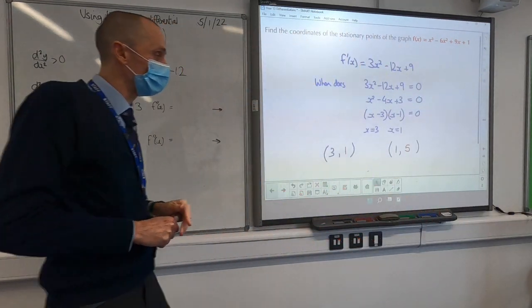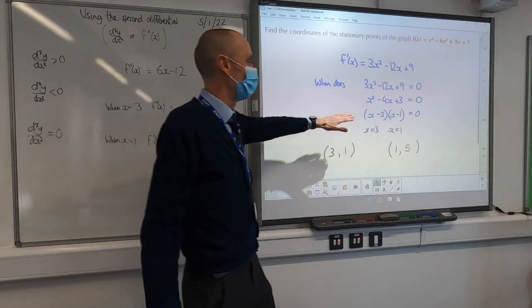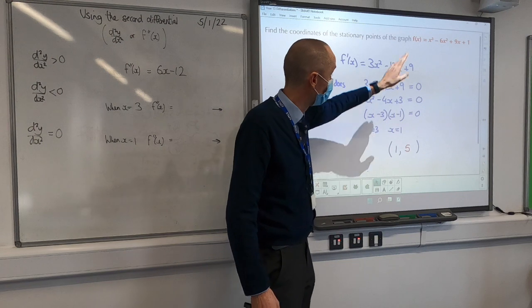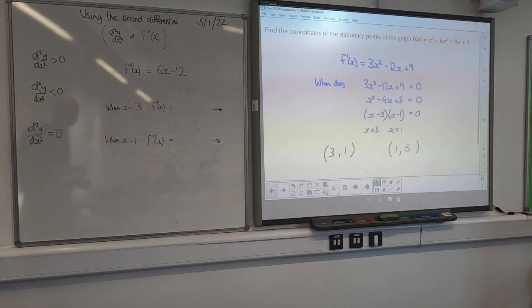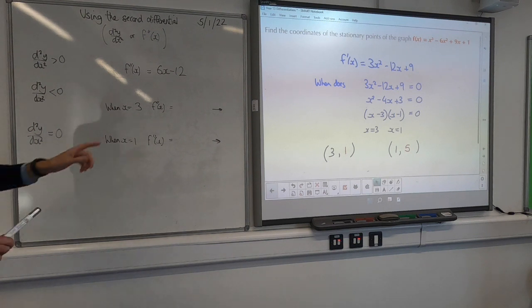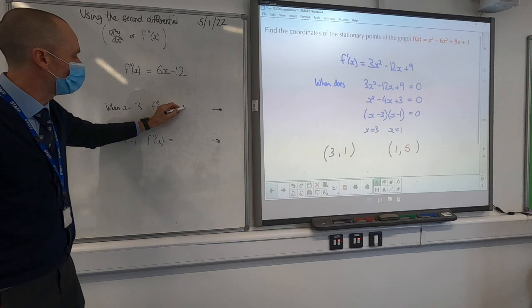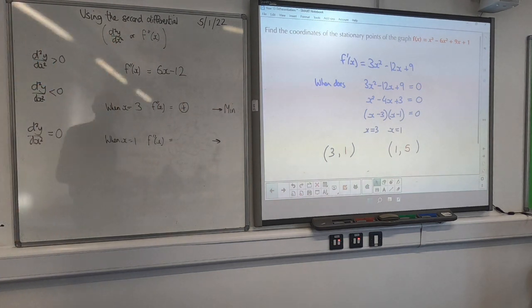So I'm hoping you found turning points when x was 1 and 3. And again, I've done that. You could just use your calculator at that point to get your 3 and your 1. Substitute into the original function should have given you 1 and 5. Second differential, when x is 3, 6 times 3, 18, take away 12 is positive, which if you remember tells us that that is a minimum point.